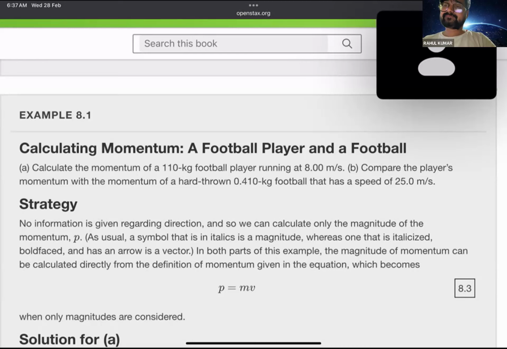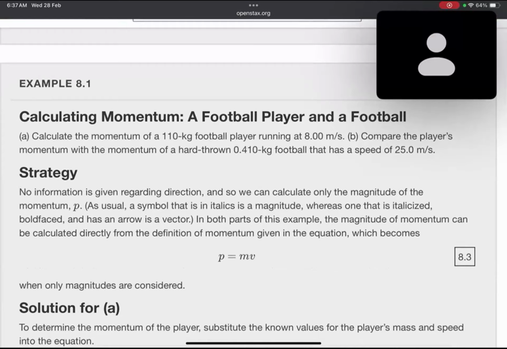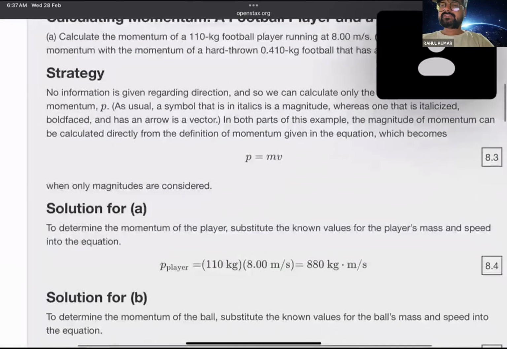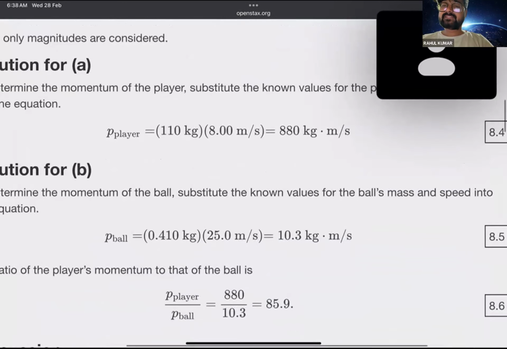Can you tell me? 0.41 kilograms times 25 meters per second. Yes. So what are you getting? When you do the product of both of them, the momentum of the ball is 10.3 kg meters per second. So you're saying that the momentum of the ball is less than the momentum of the player. Although the velocity of the ball was higher as compared to the velocity of the player, the momentum is less.